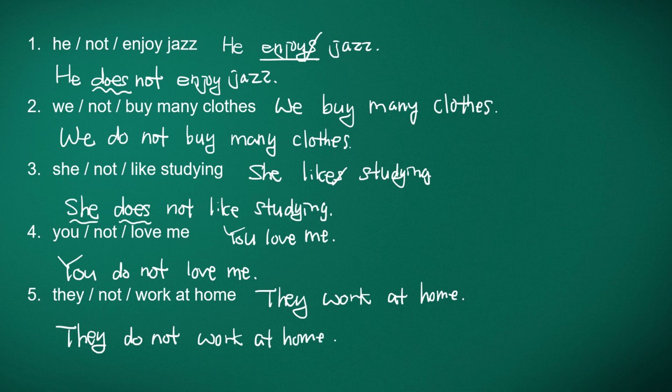Let's go back to the first sentence. He enjoys jazz. He doesn't. So the contraction is doesn't, D-O-E-S-N-T. He doesn't enjoy jazz. There's no problem. And we don't buy many clothes. We do not buy many clothes.